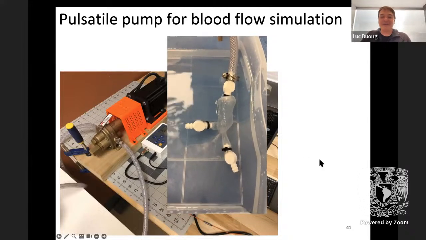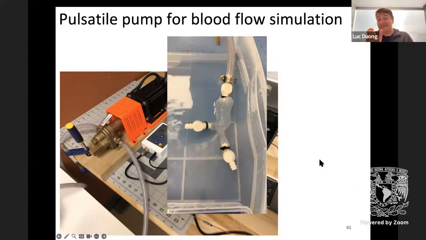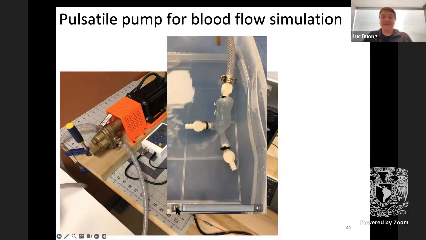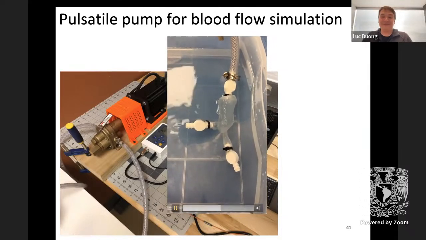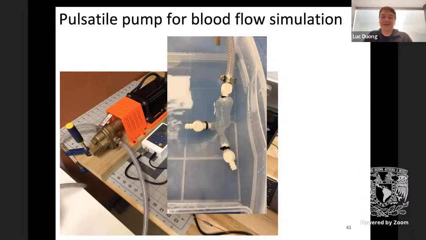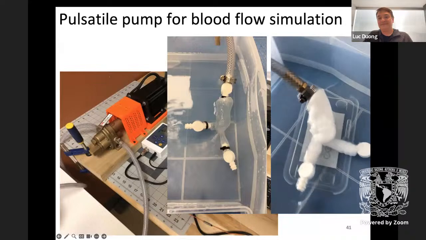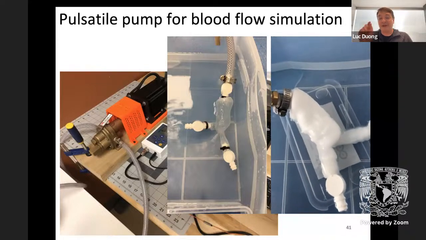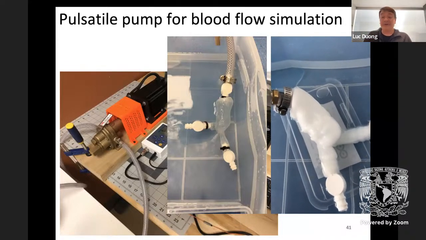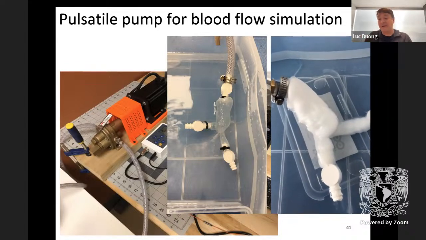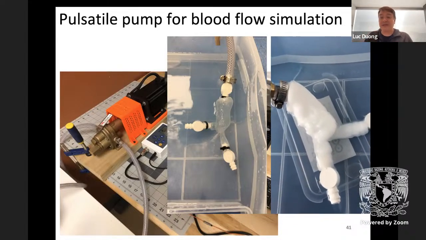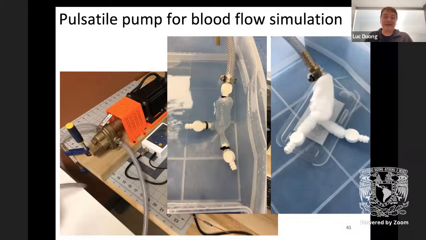This is the silicone one. You can really see that there is a pulsatile motion inside the blood flow, and this is the PVA one. The PVA one is a bit thicker. We designed it a little bit thicker to be able to have something that is easier to demold, but we are in the process of improving that part.